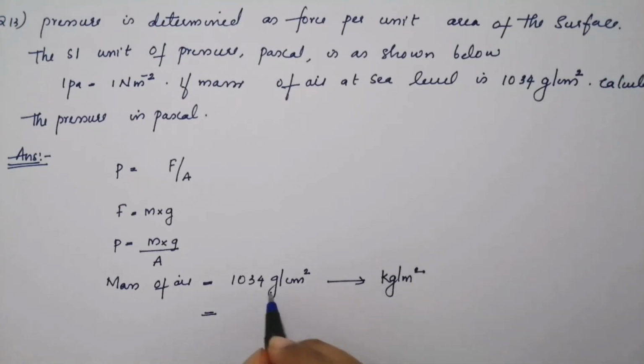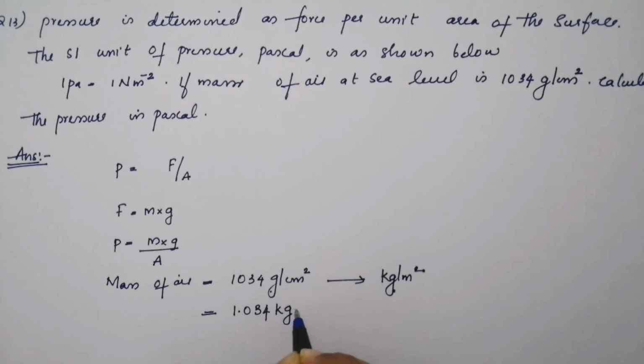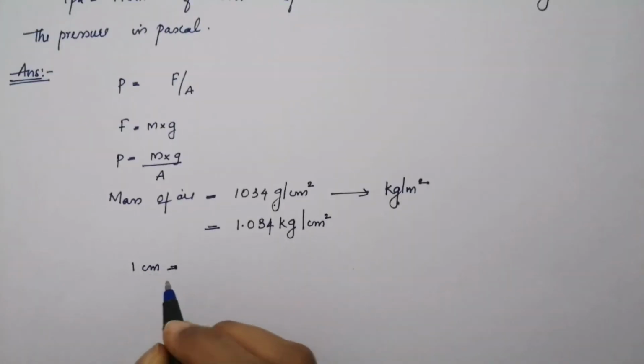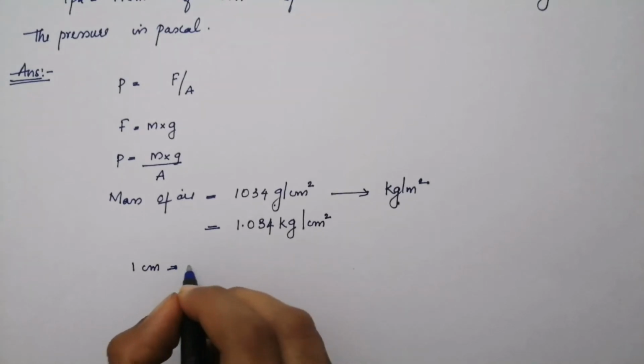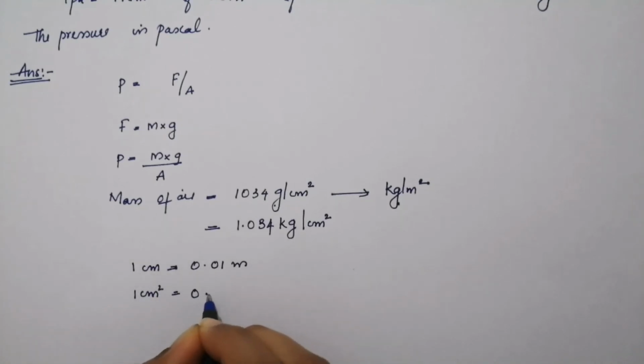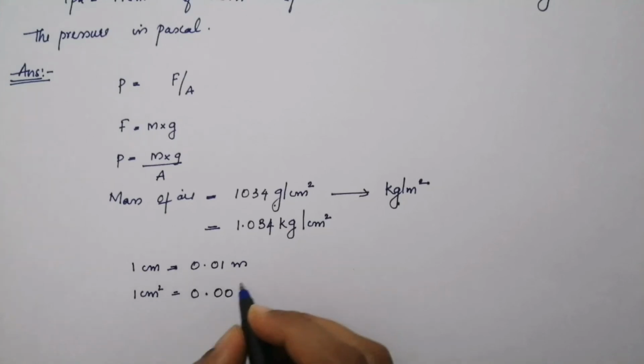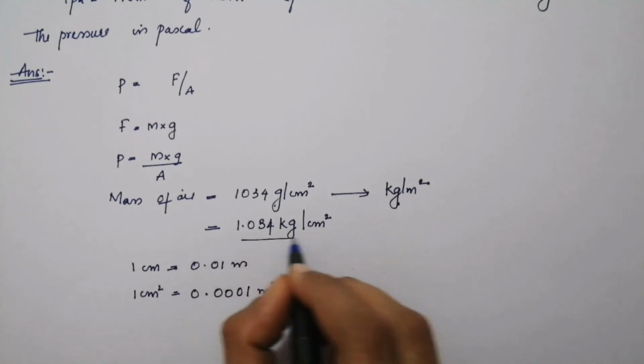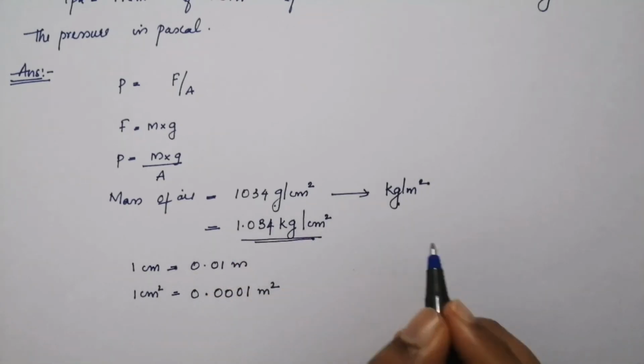First, let us convert gram into kilogram. To convert gram into kilogram, we divide it with 1000. So we get 1.034 kilogram per centimeter square. Now we have to convert this centimeter square into meter square. We know that 1 centimeter is equal to 0.01 meter. So 1 centimeter square will be square of this as well. So that will be 0.0001 meter square.